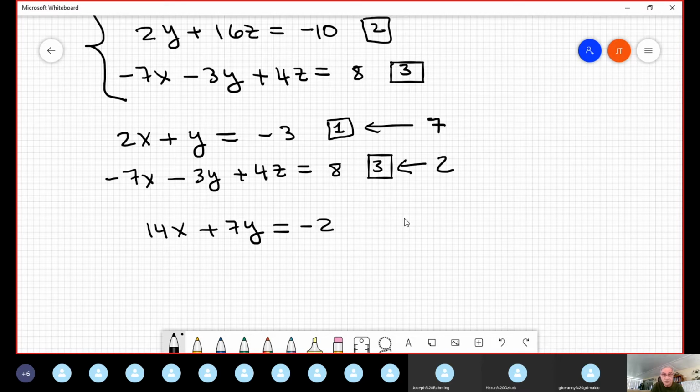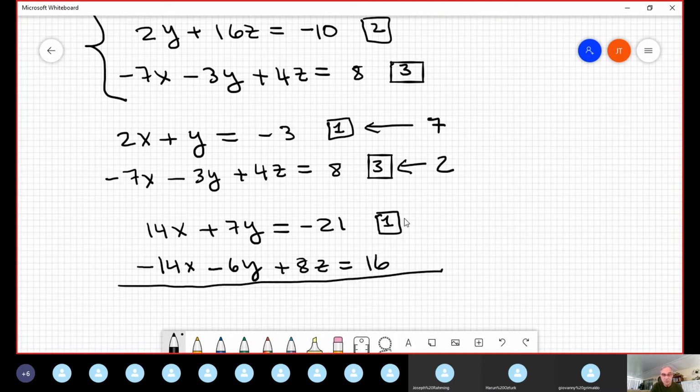equals -21. And this is my same equation 1. It's the same plane. When you multiply a line or plane, 2D or 3D, by a number, it's totally dependent. It's the same, it doesn't change. If you multiply by 2, we have -14x minus 6y, because 2 times -3, plus 8z equals 16, because 2 times 8 is 16.